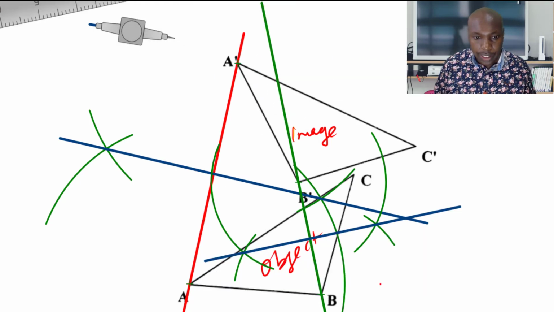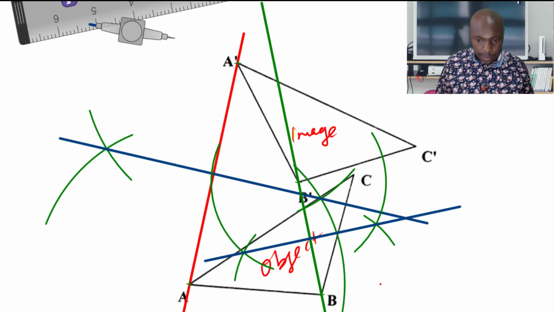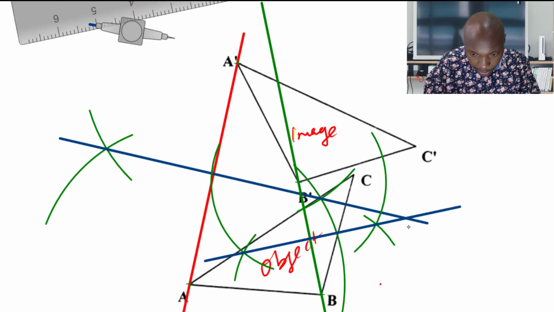Now after doing that, there's something that you'd notice, where the 2 perpendicular bisectors are meeting. That is the point that I'm highlighting. That is the center where the two perpendicular bisectors are meeting, the perpendicular bisector of A A prime and the perpendicular bisector of B B prime. So that is the center.